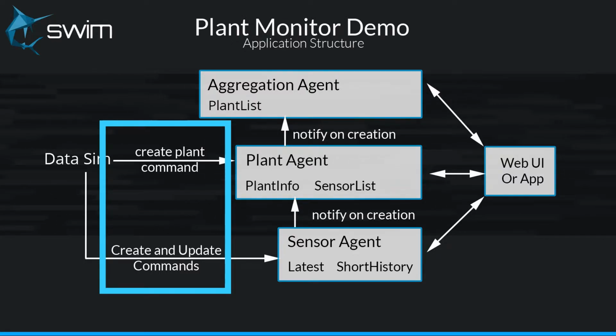Generally speaking, the Swim client is used for connecting to our web agents by creating downlinks for receiving data or for sending data via command lines. Here we're using the JavaScript client, but we also have Java and Python clients as well.